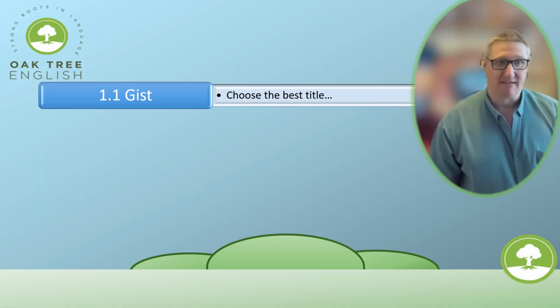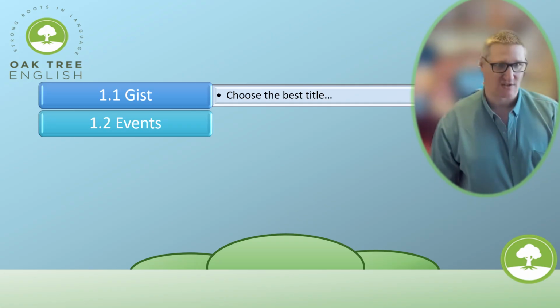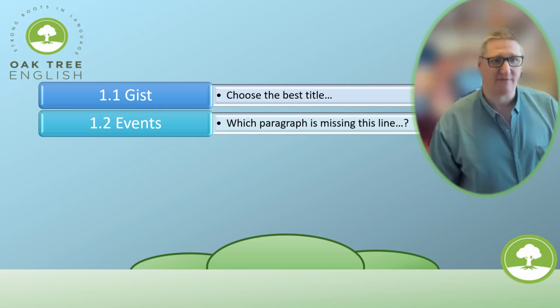The next criteria is 1.2. This is identifying the main events of a text, which could ask you to choose a paragraph to insert a given line in, or ask if a piece of information is true or false.